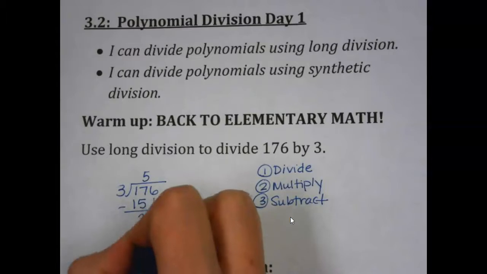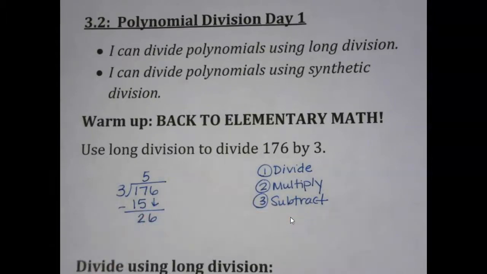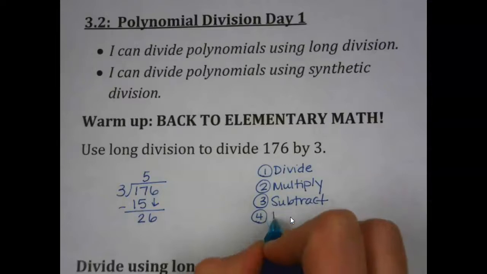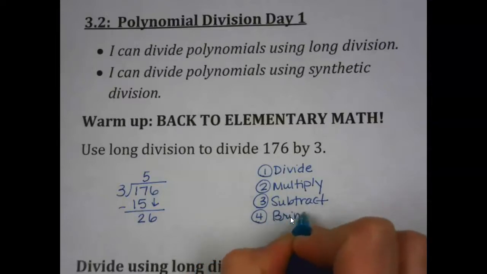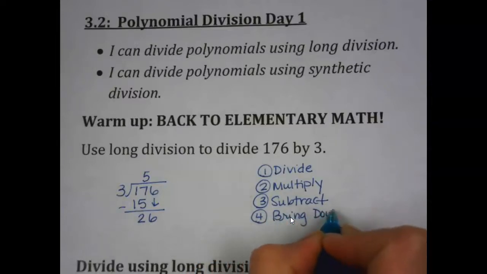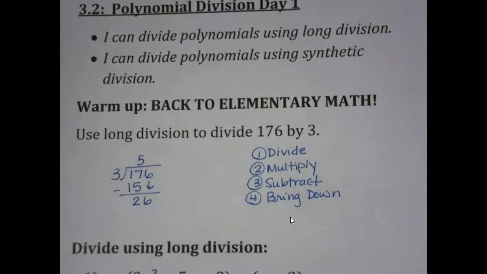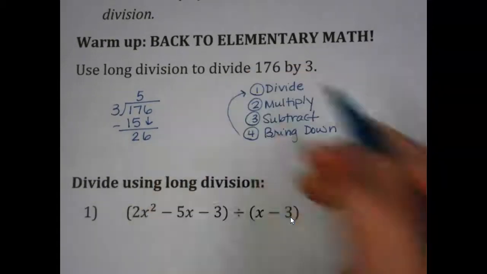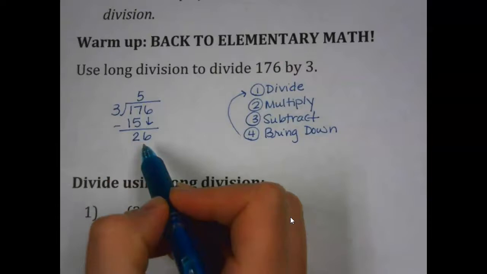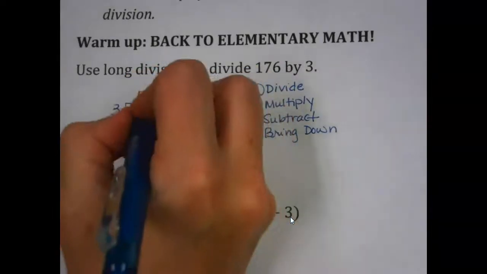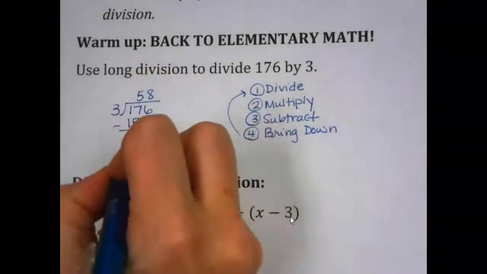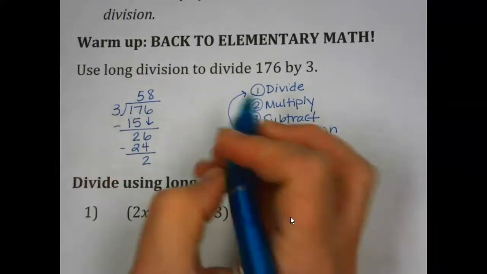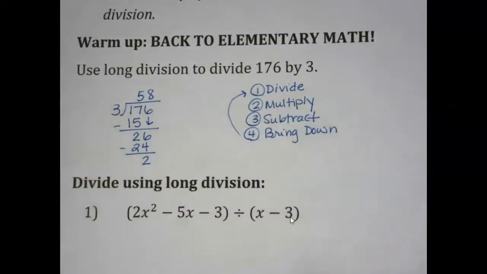And then you probably remember you have to then bring down that next number. So we bring down the 6. So those 4 steps we go through every time and then we repeat them. So we go back up and divide again. 3 goes into 26 8 times. 8 times 3 is 24, then we subtract to get 2. There's nothing left to bring down.